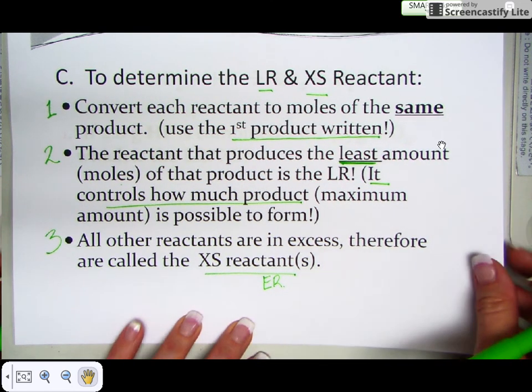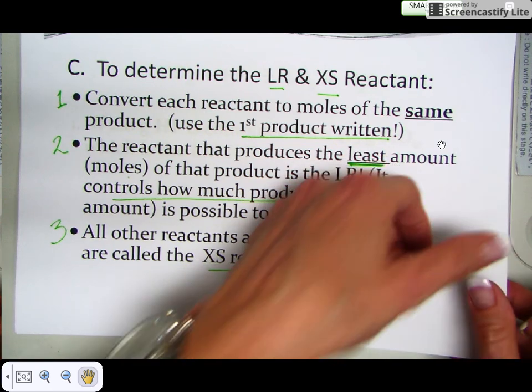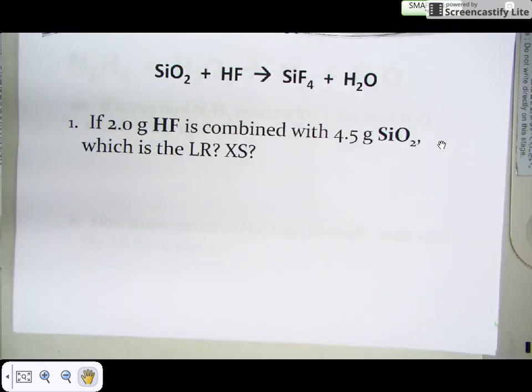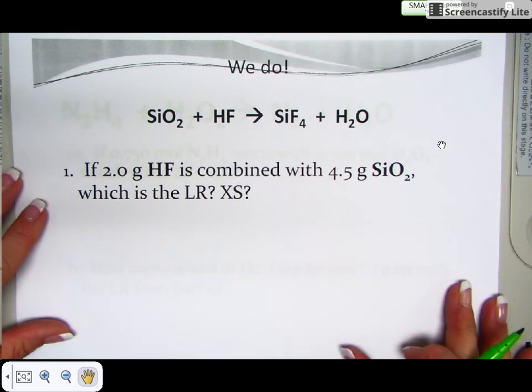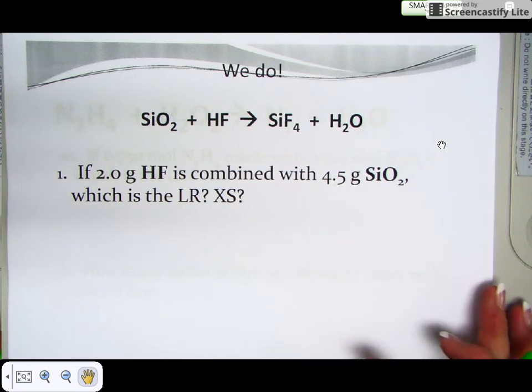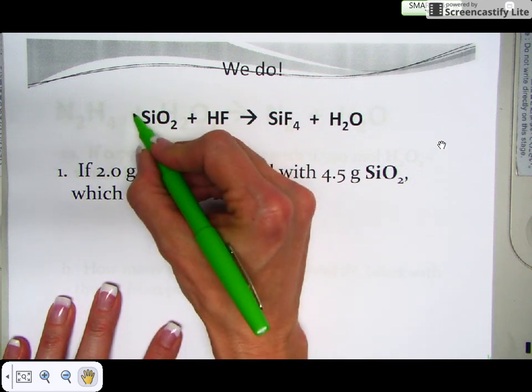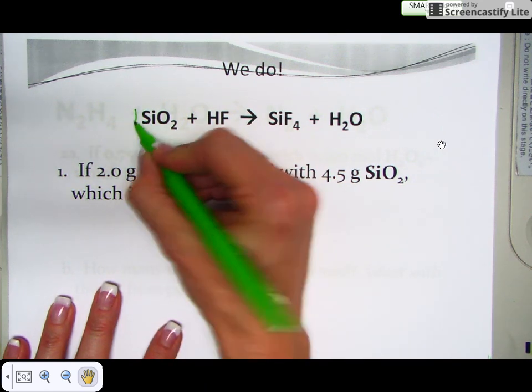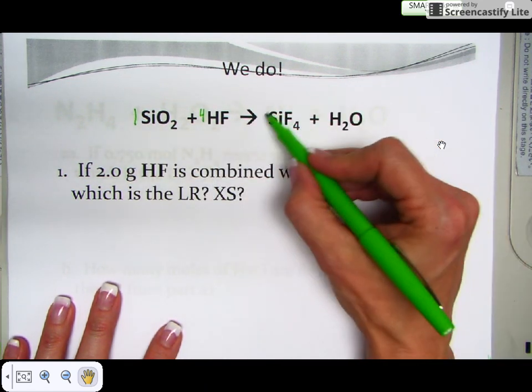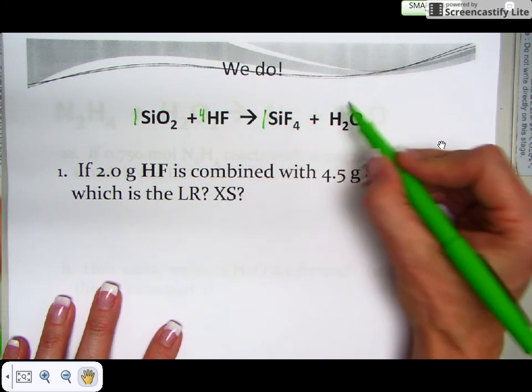So let's look at a couple of examples that are from your notes, some actual chemical reactions. All right, so the first thing you want to do is balance your chemical equation. And so this one is not balanced. And to balance it, you need a 1, 4, 1, 2.